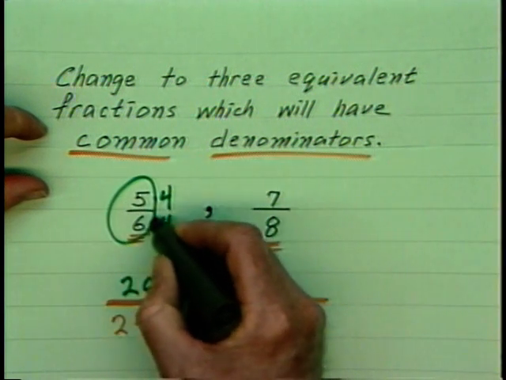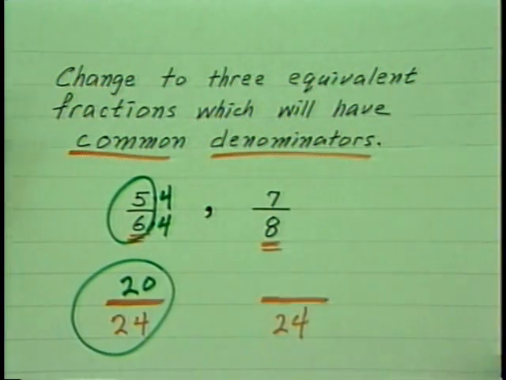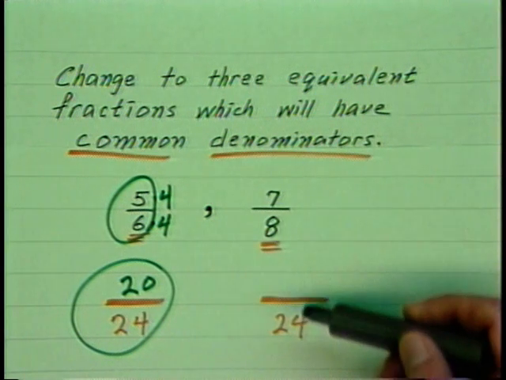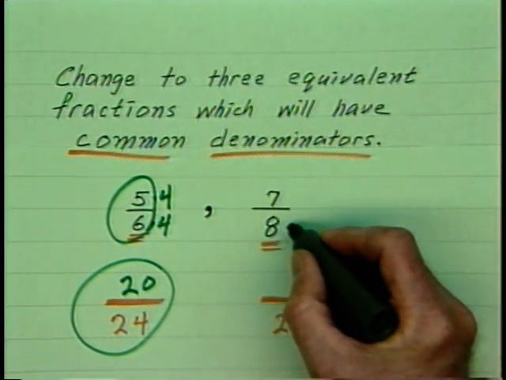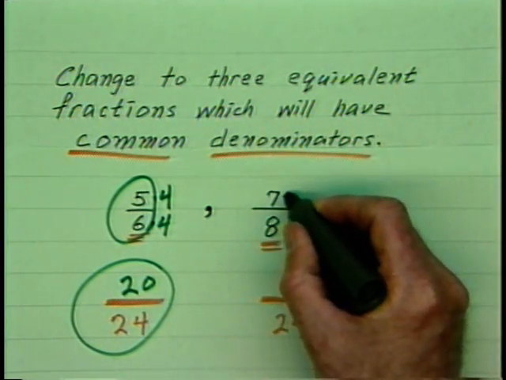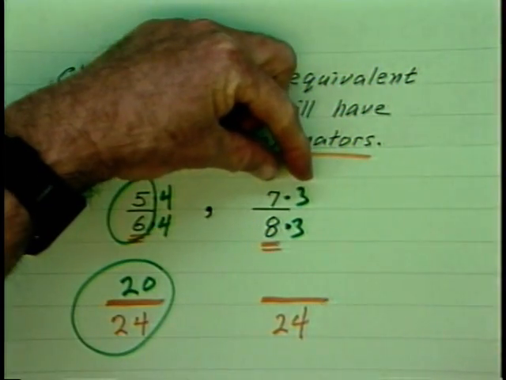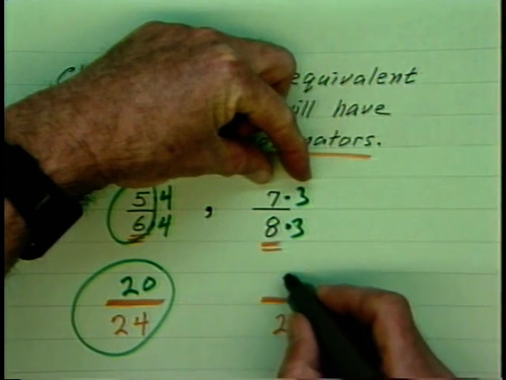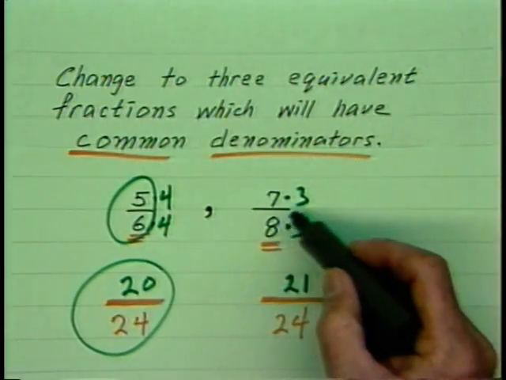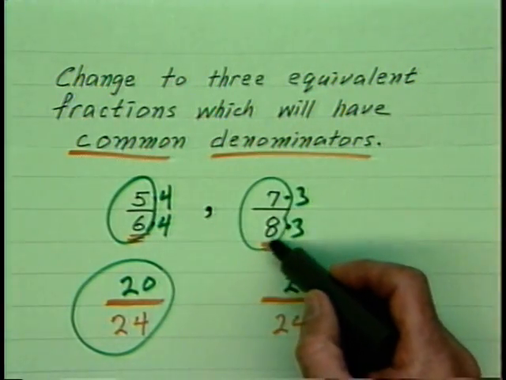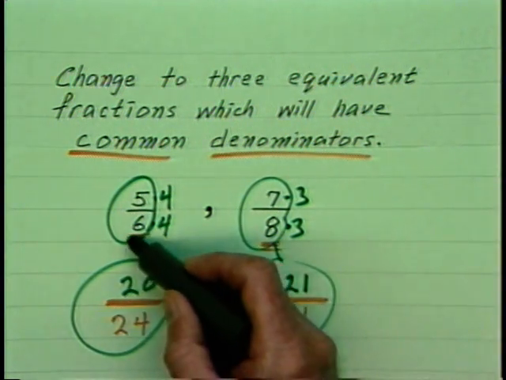So this fraction and this fraction are equivalent. They certainly don't look alike, but they have the same value. Now we ask, 8 divides into 24 how many times? And of course that's 3, which I'll multiply both top and bottom. And then this top becomes 21 over 24ths. And these two fractions are equivalent.